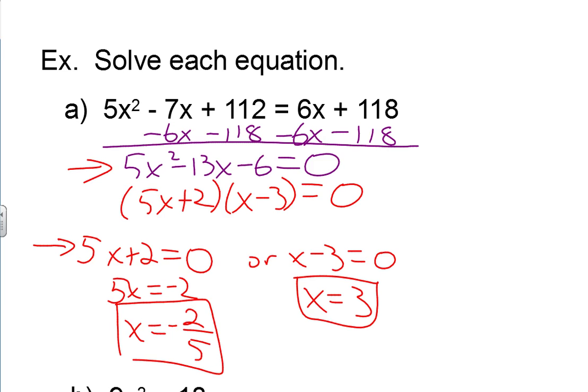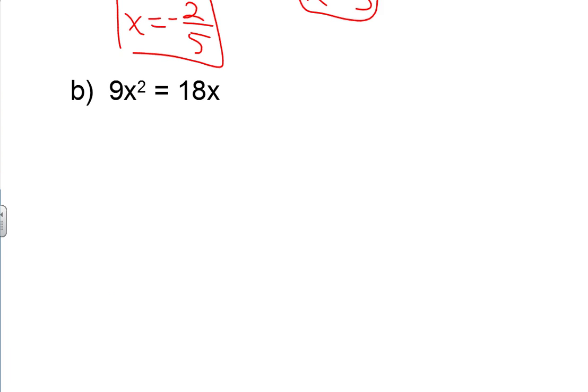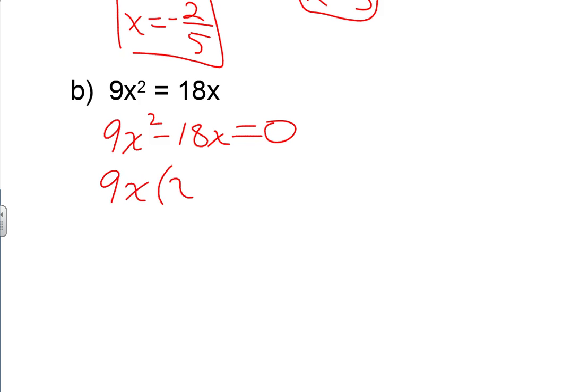Okay, let's take a look at one more example. If I've got 9x squared equals 18x, again, I need to start by making one side 0. So I go 9x squared minus 18x equals 0. Can I factor anything out? Sure. I can factor out a 9 and an x. By doing that, I get 9x times x minus 2 equals 0.